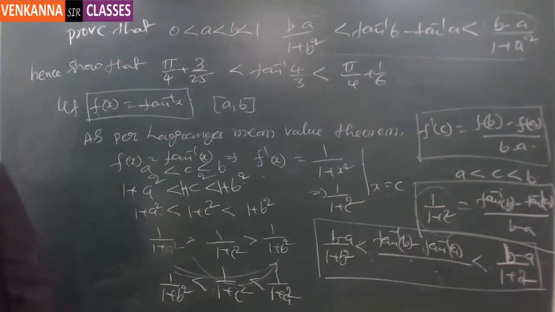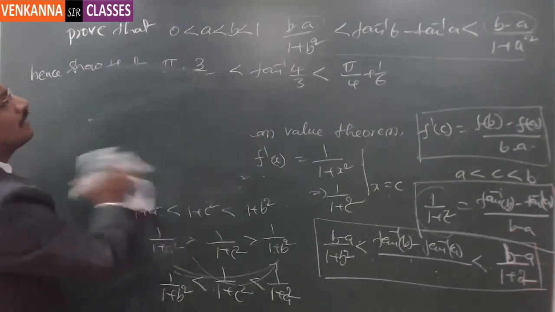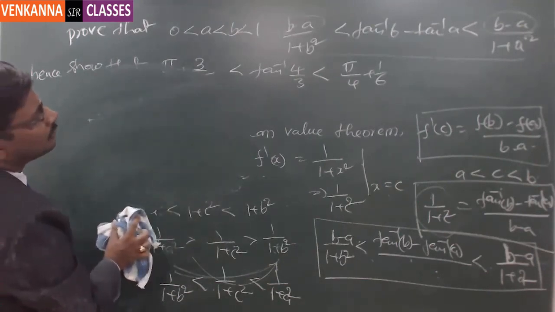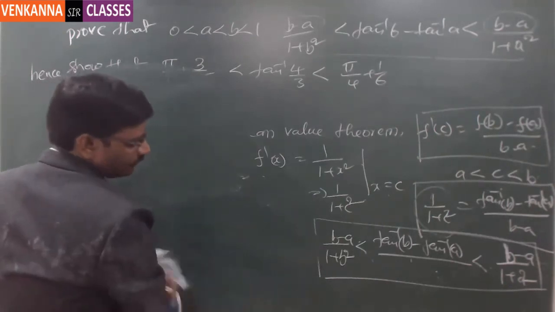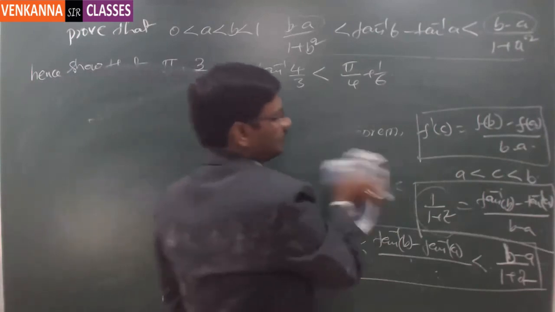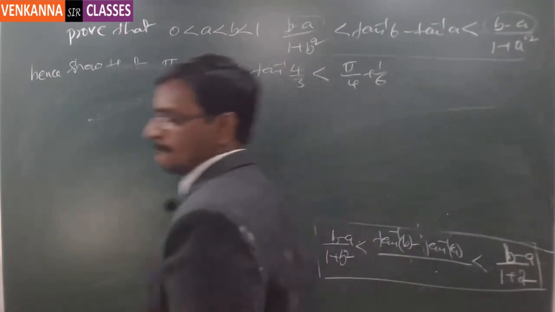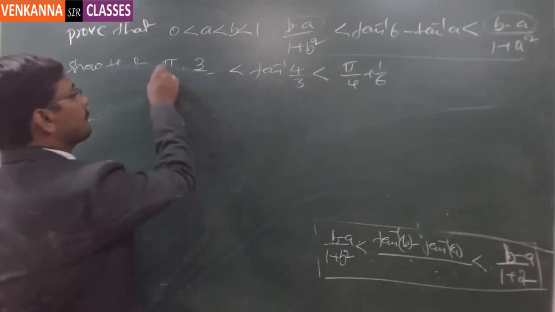Okay. So yeah, great. So once you arrive at this, then the second question is, he asked for pi by 3 is less than pi by 4 plus 3 by 25 is less than tan inverse of 4 by 3. So how to prove this? And hence prove that. So from this condition we will be proving that. Can you tell me how can we do this?